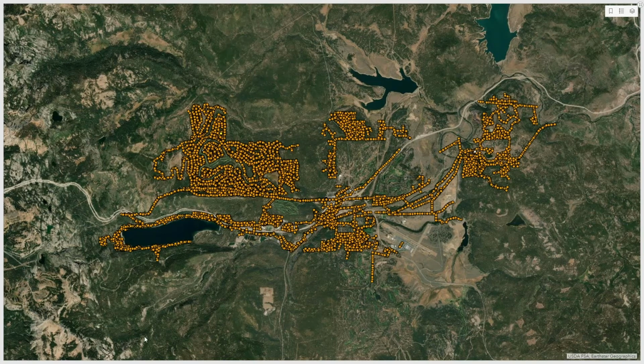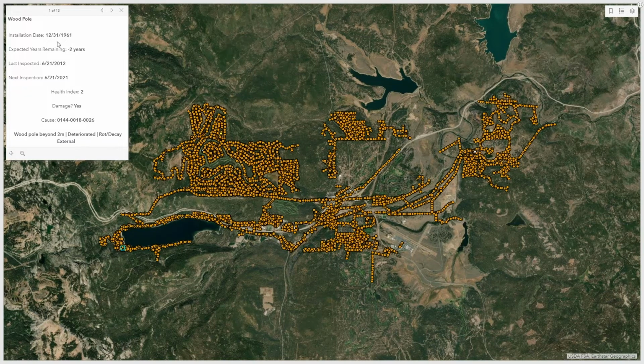So if I were to click on this particular pole here by the lake, I have that original asset information, but I have a few different fields now to work with. For example, I have something that indicates whether damage has been reported in the last inspection. Under the cause, I can see a failure code that's been generated that can then be translated down here. Here I can see that the damage was assessed beyond 2 meters on the pole. There's deterioration that's evident by either some kind of rot or decay that's been identified externally.